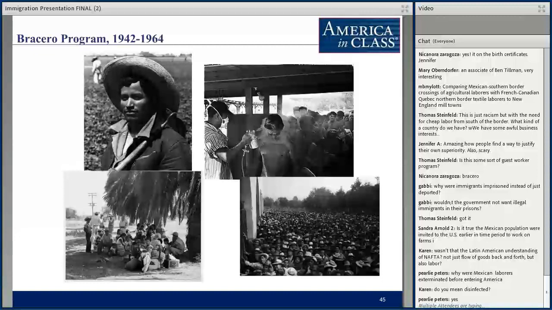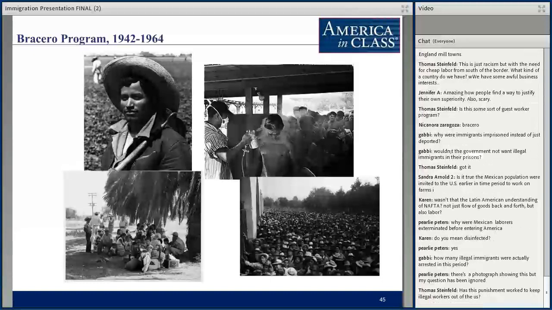And there was another question, is this a guest worker program? Yes, this is a guest worker program, absolutely. I should say that this guest worker program didn't work very well. Only men were allowed to participate, only men from rural areas in Mexico who had experience in farming. Well, there were a lot of other people who wanted to immigrate to the United States and work here: women, young people, and non-rural workers, industrial workers.